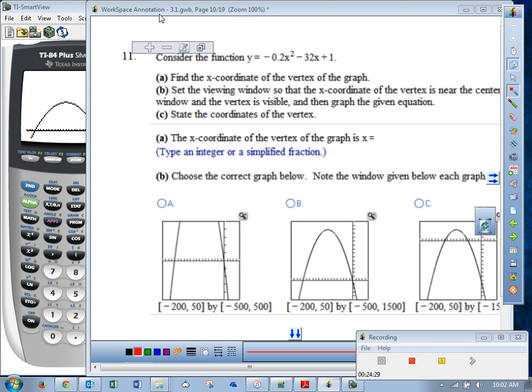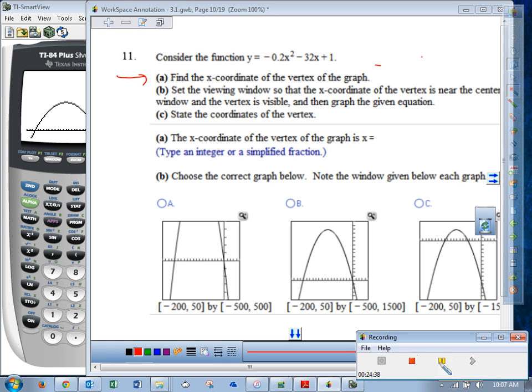Next, consider this function. Part A, please find the x-coordinate of the vertex. Do that for me. Opposite of b, over 2 times a, 32 over negative 0.4. Is that right? Negative 0.4, 2 times a. And what did y'all get for the x value of the vertex? Negative 80. Cool.